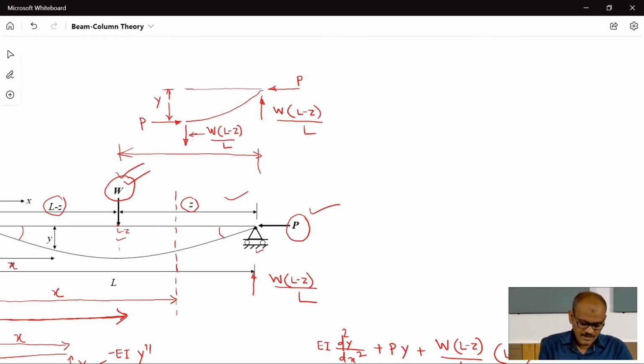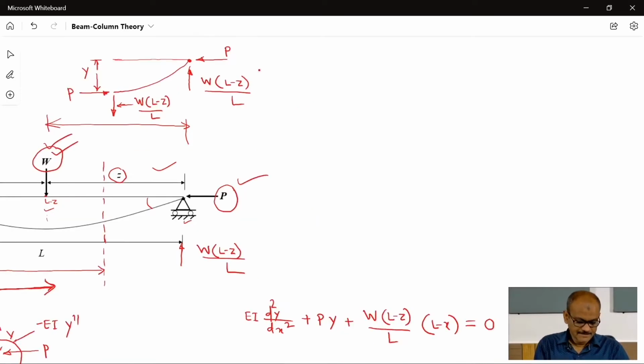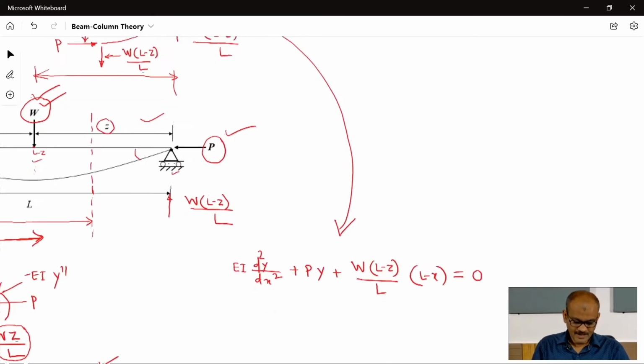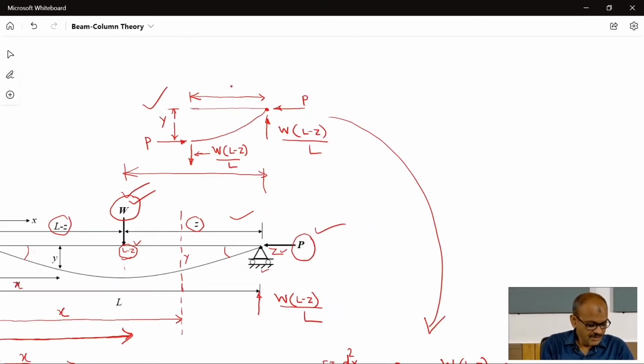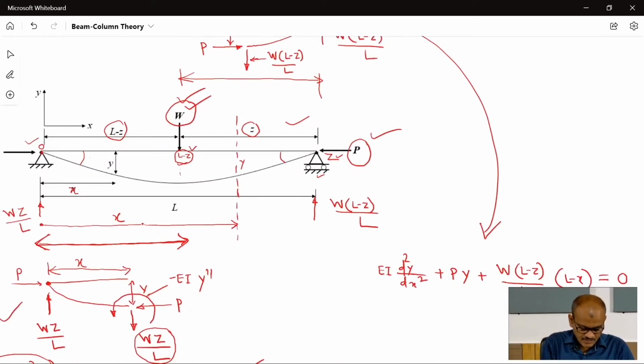Okay. And if we take the moment about this point, this equation will come, and here this W multiplied by (L minus Z) divided by L will be multiplied by this distance. So, how much will this distance be? It will be L minus x, because this is up to, from this to this, becomes x.